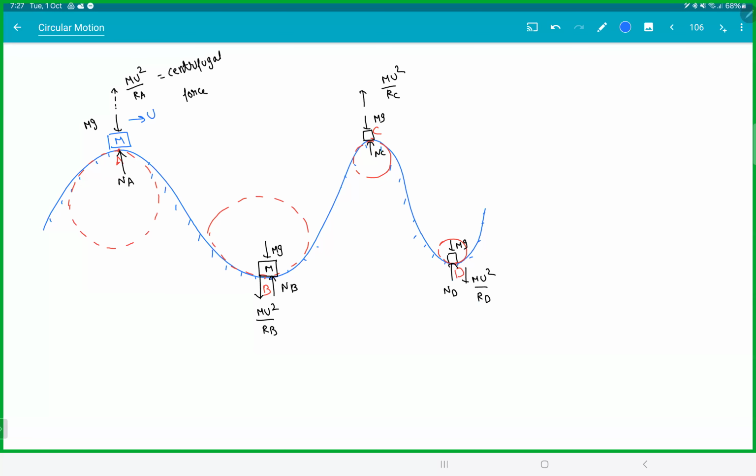Now, when you write the normal reactions, you can clearly see Na is Mg minus mu square by Ra. It's getting subtracted. That means, this much I know, normal reaction at A is less than Mg. Similarly, Nb, if you look at here, the normal reaction is Mg plus mu square by Rb. So basically, whenever the turns are going down, lower turns, the normal reaction increases. Whenever climbing a hill, normal reaction decreases.